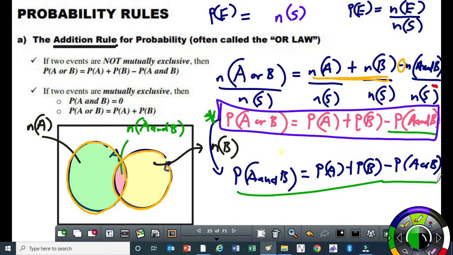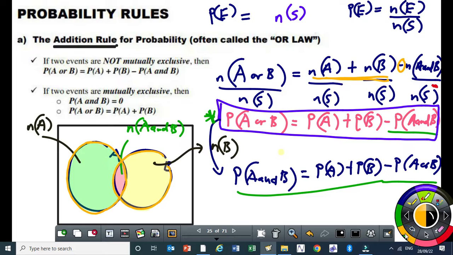Or means add. So say A or B. That means all the elements in A only, all the elements that are part of the intersection of A and B, and also all the elements that are in B only. A or B means that you will be adding whatever is in A only, whatever is part of the intersection, whatever is part of B only. So the word or in probability means add. Then the word and in probability means what is common to both. Make sure you understand that distinction in terms of the language of the topic.